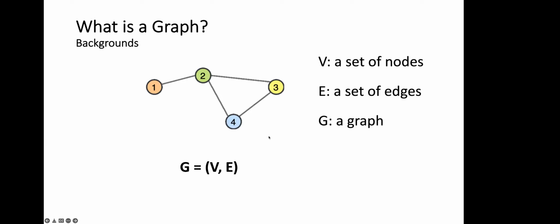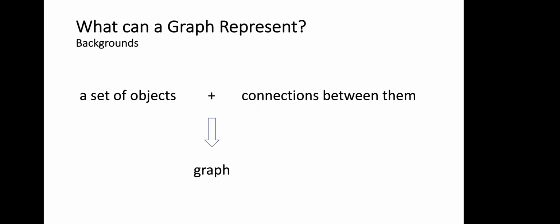In a graph, we can have different types of edges, which means an edge can have different types or different features, and each node can also have different features. Also, the edge can be either directed or undirected. So what can a graph represent? Generally speaking, it can represent a set of objects and the connections between them. What kind of real-life applications can you think of?